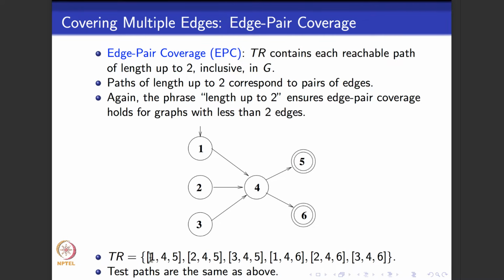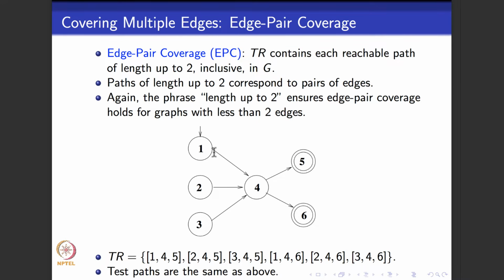So here they have written length up to 2, but I have listed here paths of length 2. I implicitly assume that it includes paths of length 1 and paths of length 0. So how many test requirements can I write? If you look at this structure of the graph, it so happens that I need one path for meeting each of these TRs, right? I can't do better. So test paths are basically all these 6 things again.